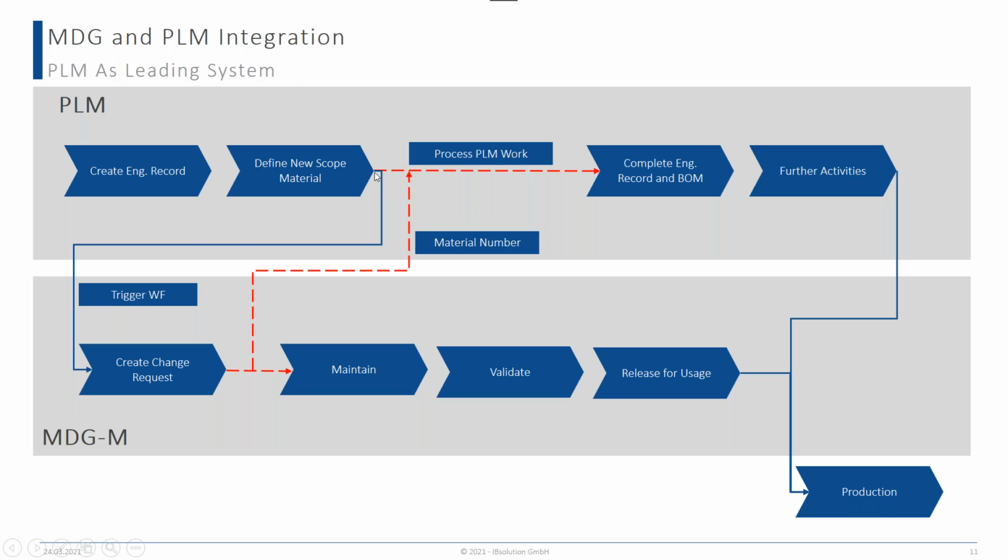Now, either they will start a process from here, and it will trigger a workflow in MDG. The linkage is like this. Then a change request will start in MDG, and now here.